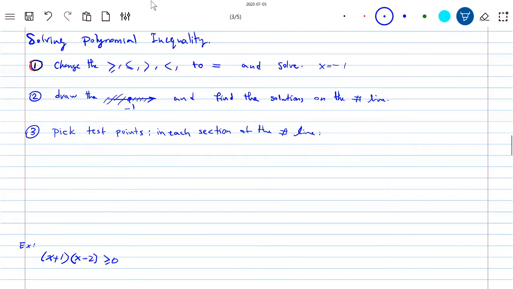And what do you do with those test points? Pick one in each section of the number line and replace it into the original inequality. And what do you try to figure out? To find if it satisfies or not. If it's a true statement or not. Is it a true or false statement?